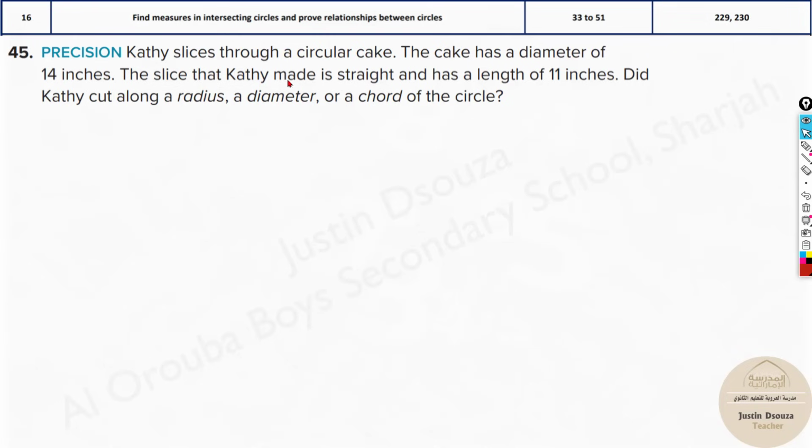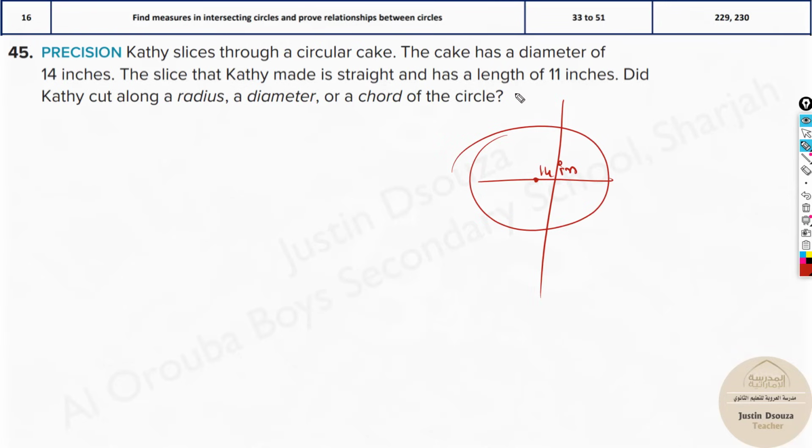So please do try to read these problems by yourselves and solve it. But I'll read this one, it's looking different. Katie slices through a circular cake. The cake has a diameter of 14 inches. Now let's just draw this because they have asked what it is. So imagine this is the cake and it is sliced. Sorry, the diameter is 14. From end to end the diameter would be 14 inches, and this random slice, because we need to find whether it's a radius, diameter or a chord. Let's just draw it like this.